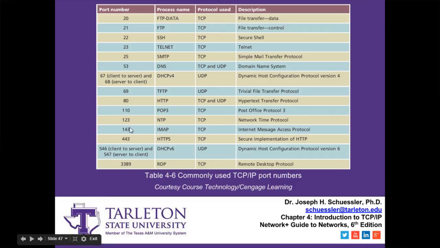So those are probably your most common ones: FTP, Telnet, SMTP, DNS, HTTP, POP3, NTP, IMAP, and HTTPS. Those are the ones you really want to focus on. If you happen to be running any kind of remote desktop stuff on Microsoft, at least, RDP is 3389.